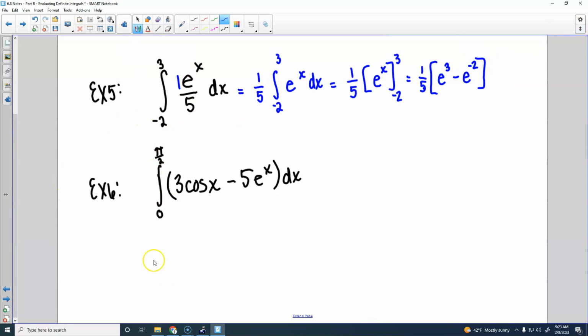Okay? For this last one, what is the integral of cosine x? It is sine x. Just regular sine x. When we take the derivative of cosine, it's negative sine x. But when we integrate, we just get positive sine x. So we're going to have 3 sine x. And then what is the integral of 5e to the x? 5e to the x. And we are going to evaluate this from 0 to pi over 2.